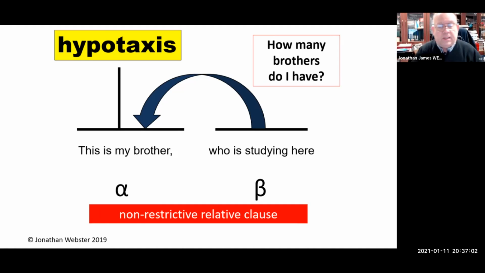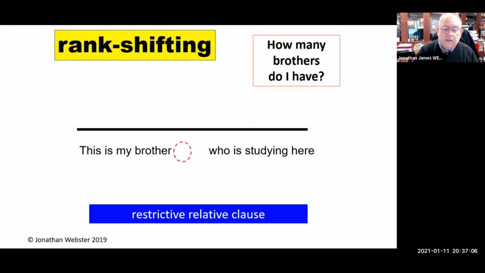You have two clauses here. Now, if I remove the comma, I really have only one what? This is my brother who is studying here. I really have just one clause.